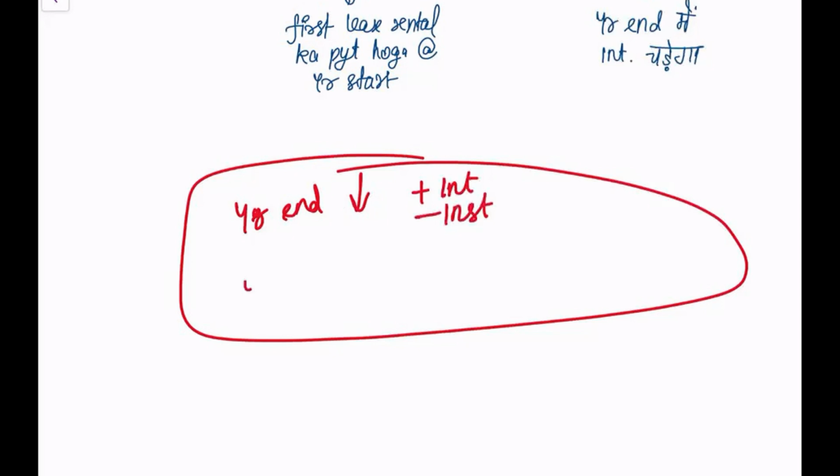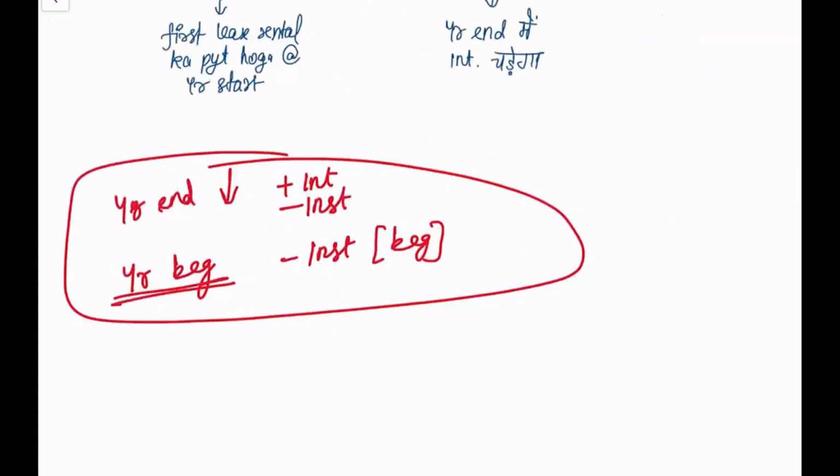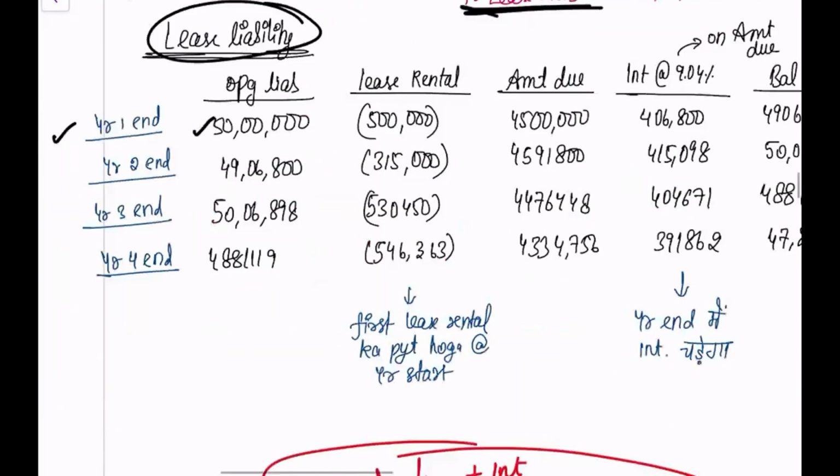But whenever you make a payment at the year beginning itself, you will first pay the installment, because the installment is paid at the beginning, and until the year beginning there might not have been any interest at all. So after paying the installment, on whatever remaining value you have, you take your interest.